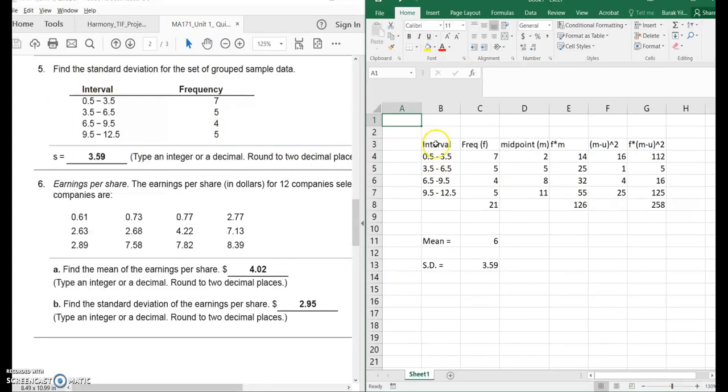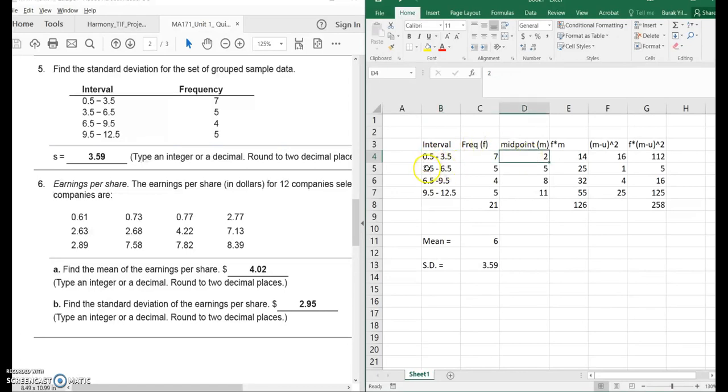Here you can see the interval and the frequency, which is the exact same table that's given. When you have an interval, we need to find the midpoint of that interval. So you need to create a midpoint column, and the midpoint is literally the middle of this interval. So for 0.5 and 3.5, the middle of this interval is 2. And how do you find that? You add the beginning number in the interval and the ending number, and then divide by 2. So it's 3.5 plus 0.5, which is 4, divided by 2 is 2.